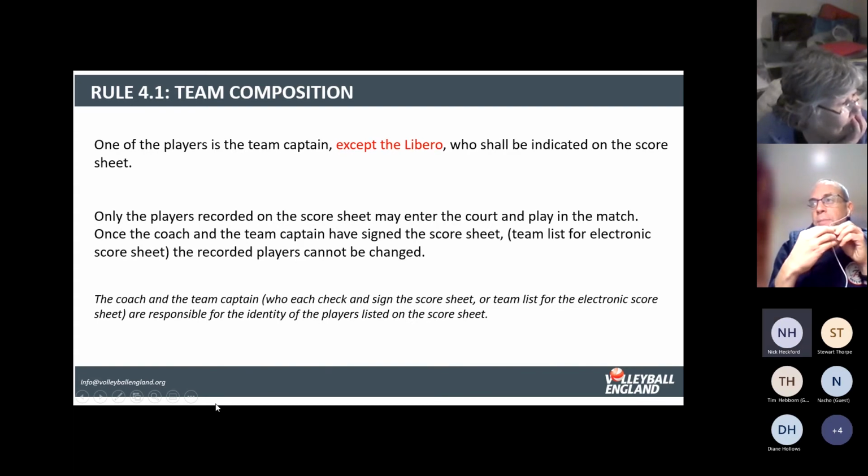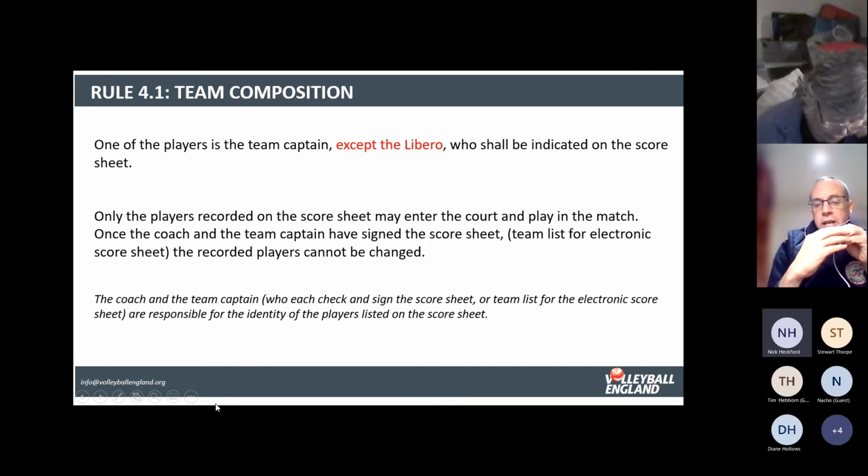Okay, so one of the players is the team captain. The current rules say except the libero, who shall be indicated on the score sheet. Now this is changing. So in the 21 to 24 rules, the libero can be the captain. The key thing to remember is that if the libero is the captain, then the libero will be off the court at various times during the match. So you need to know, if the libero is not on the court, who the game captain is.